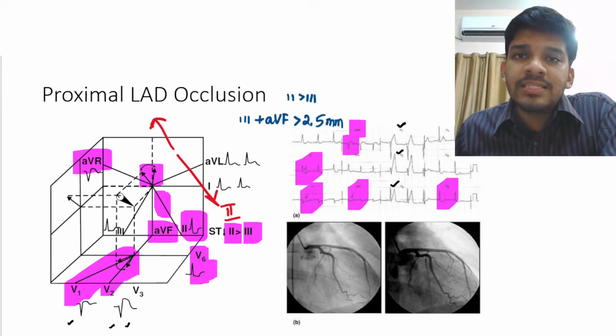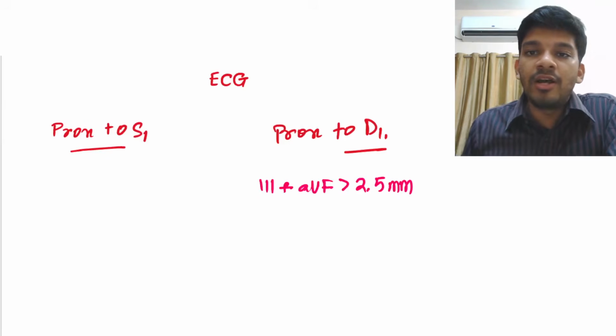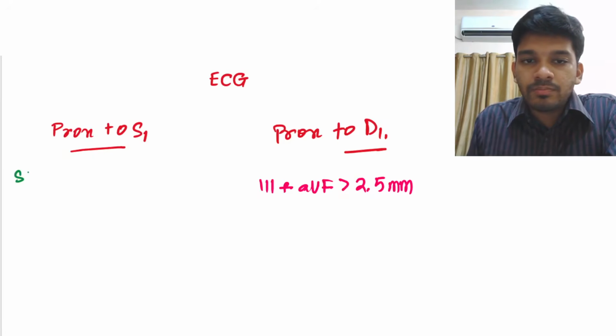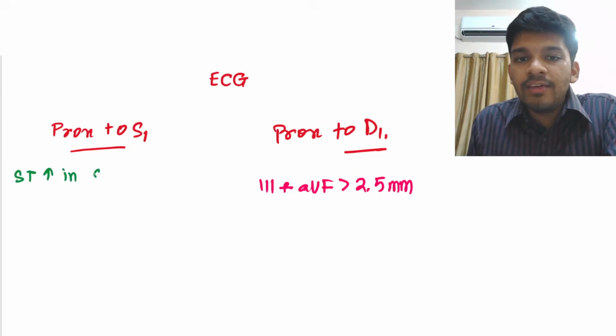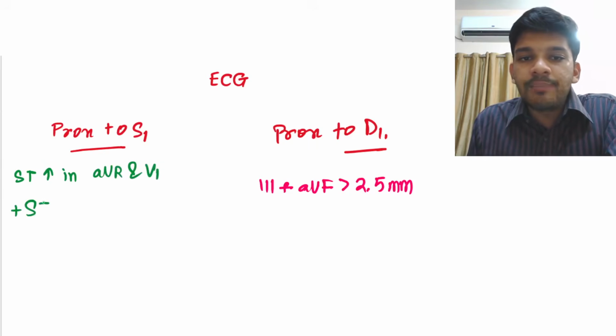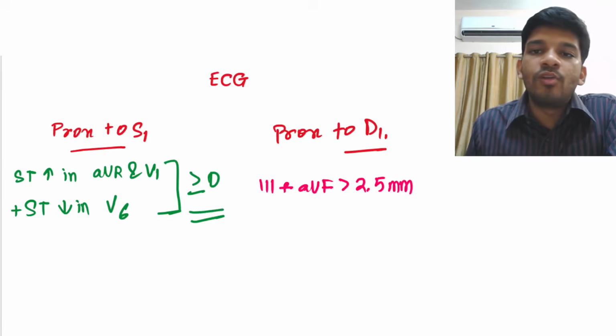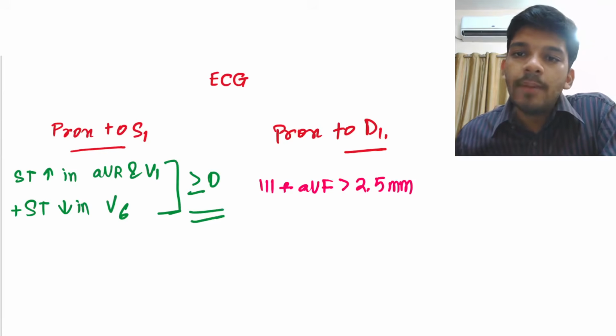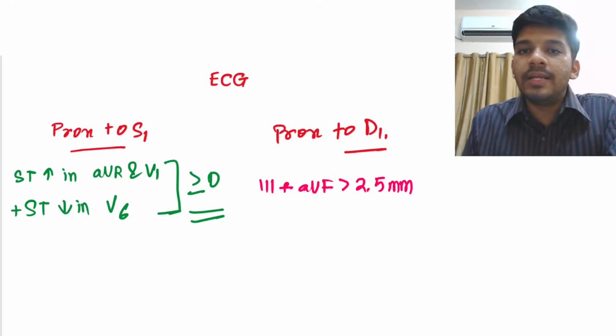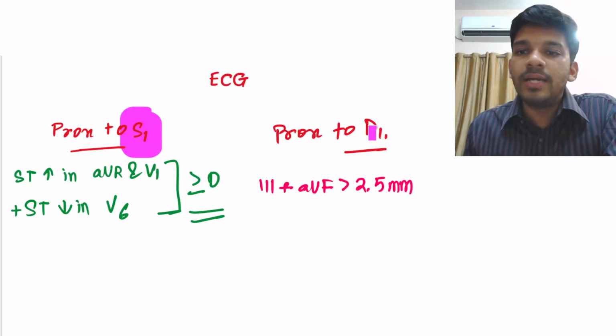Whereas if you have ST segment depressions in V6 with ST segment elevations in AVR and V1, what did I just mention? ST segment elevation in AVR and V1 plus ST depressions in V6. If this is more than or equal to 0, that is suggestive of ECG occlusion proximal to the septal branches. So in this case, both of these criteria are met. It is proximal to both S1 and D1.